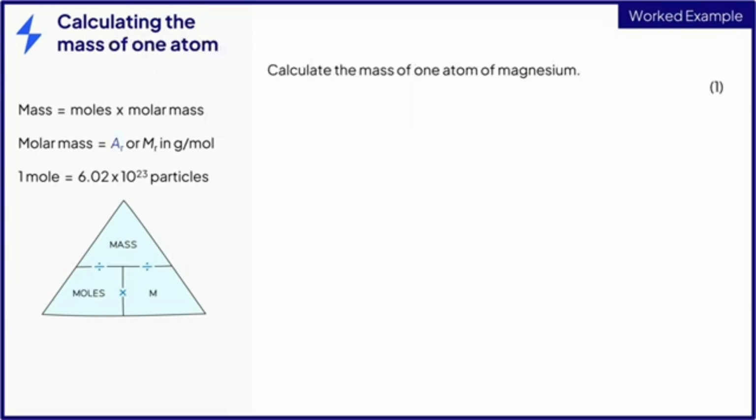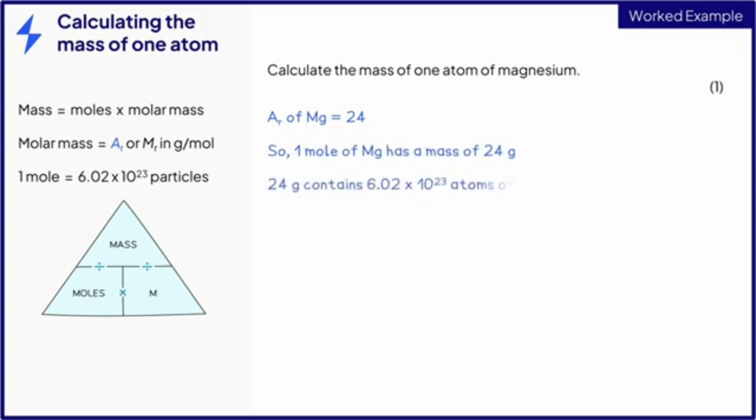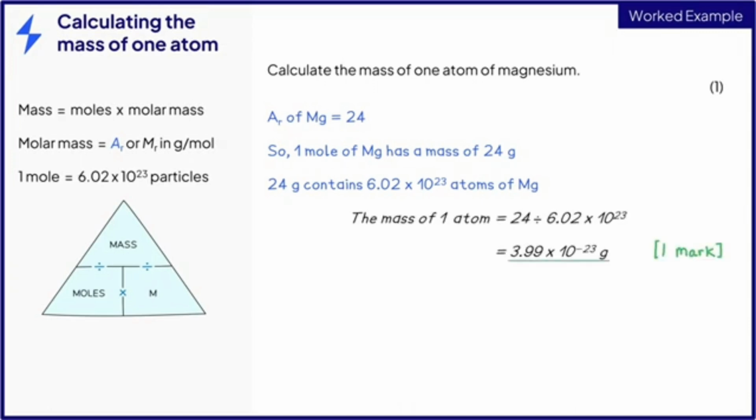This question asks you to calculate the mass of 1 atom of magnesium. You know that the relative atomic mass of magnesium is 24, which means that 1 mole of magnesium has a mass of 24 grams. So 1 mole, or 24 grams, will contain 6.02 times 10 to the power of 23 atoms. To calculate the mass of 1 atom, we need to divide the mass of 1 mole by the number of atoms in 1 mole, which gives us this value, which has been rounded to 3 significant figures.